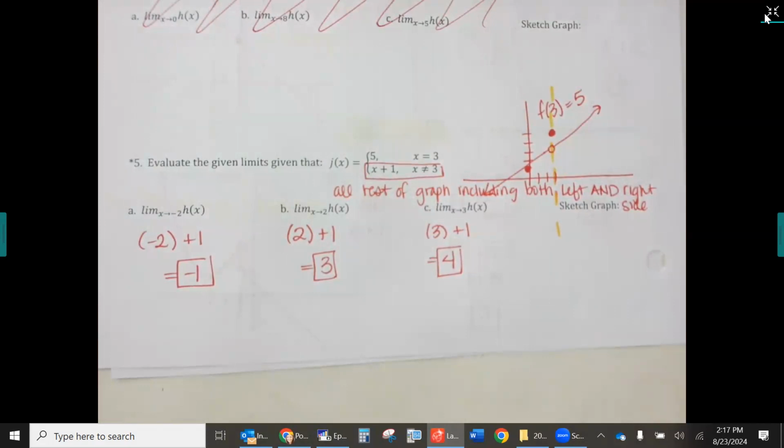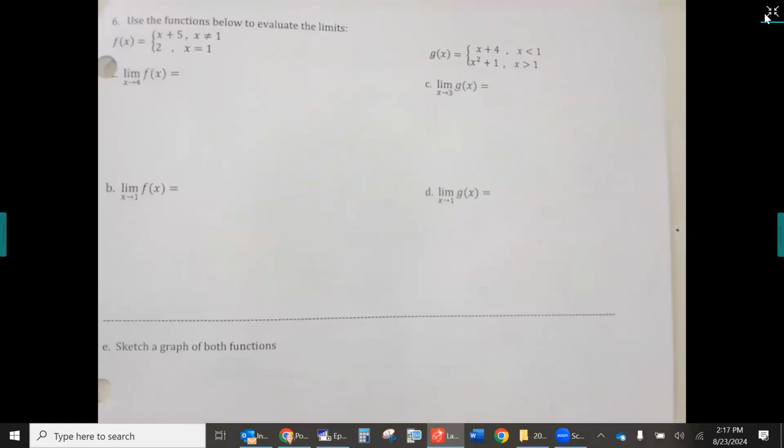You have a couple more examples. We're not going to do the sketch, so just do those top 4. You have an F and a G. One of them is an equal to, not equal to. The other is a less than and a greater than. Okay, so give those a shot.